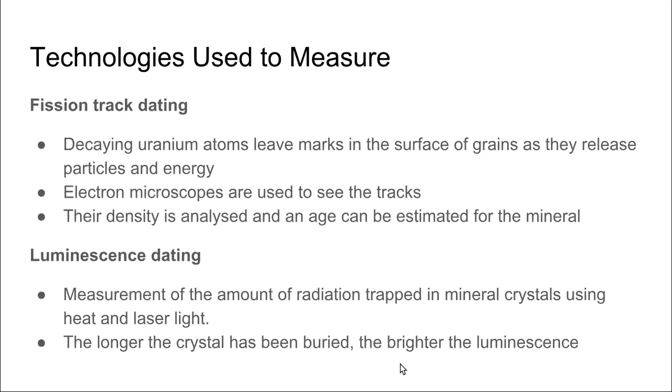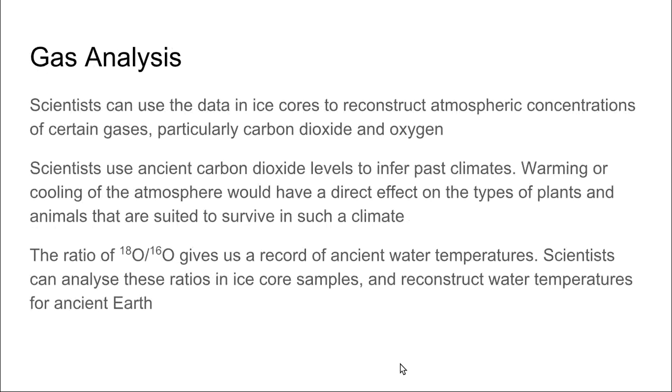Fission track dating is where decaying uranium atoms leave marks in the surface of grains as they release particles and energy, and we can use electron microscopes to see these tracks. Their density is analysed and an age can be estimated. And then there's luminescence dating, where we measure the amount of radiation trapped in mineral crystals, and we do that using heat and laser light. The longer the crystal has been buried, the brighter the luminescence.